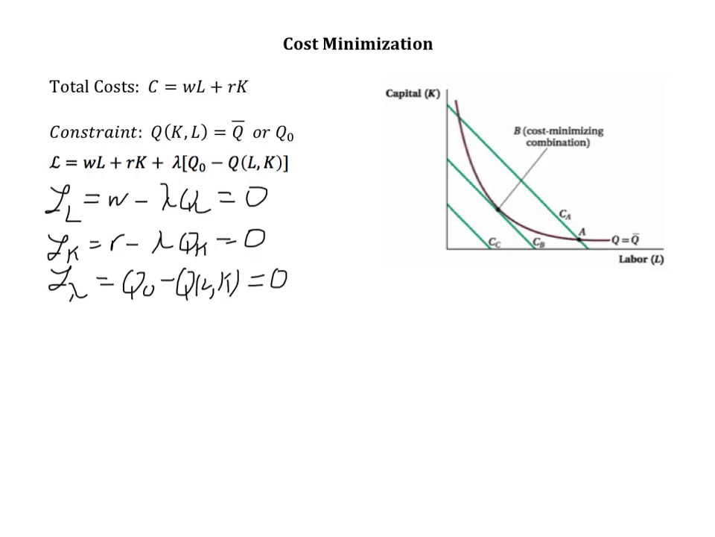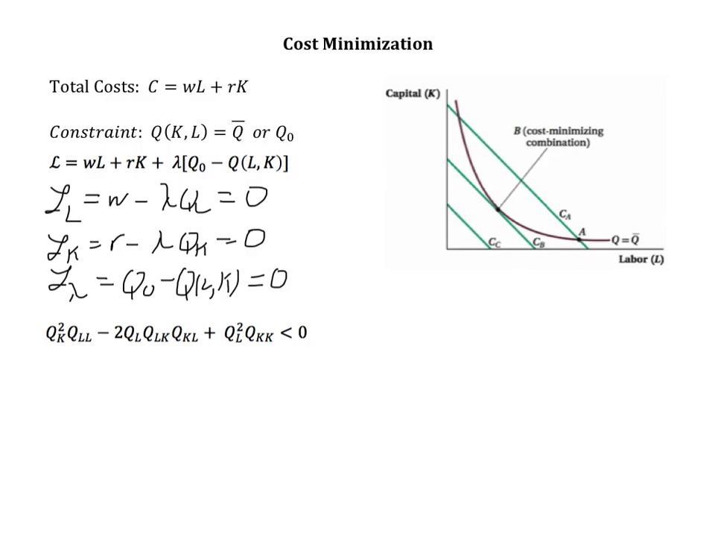By analogy to the consumer's expenditure minimization problem, the second-order conditions at a local minimum require quasi-concavity of the production function.